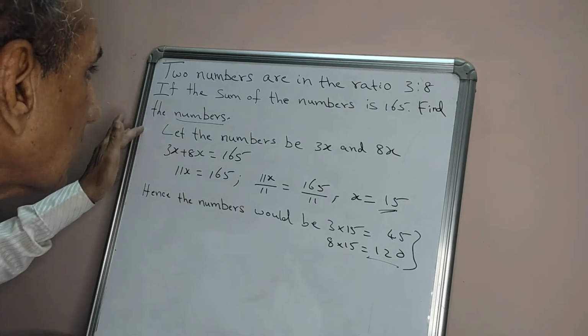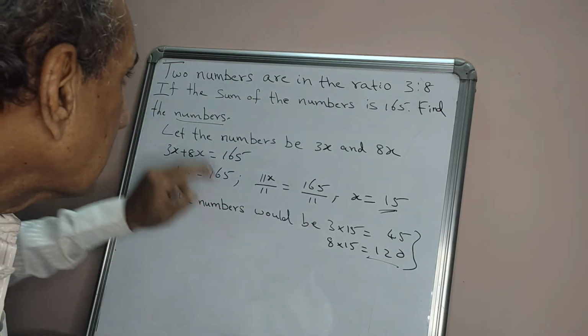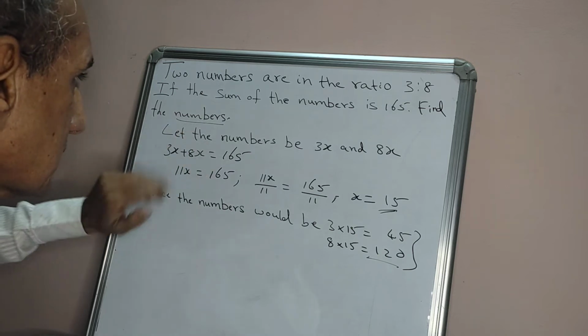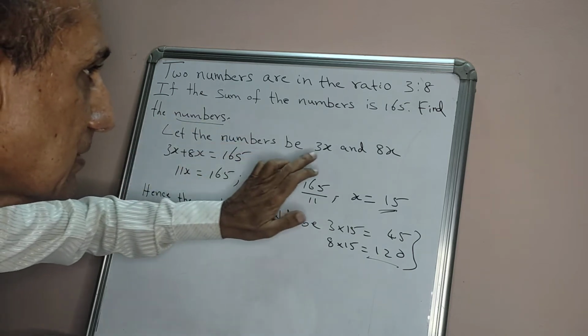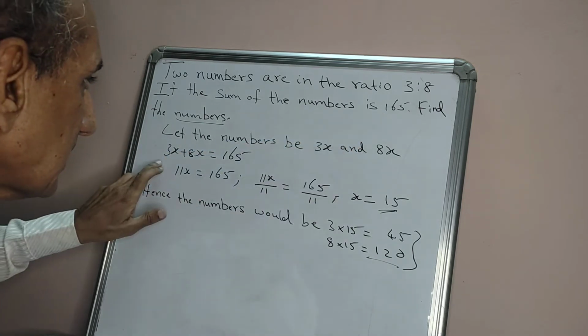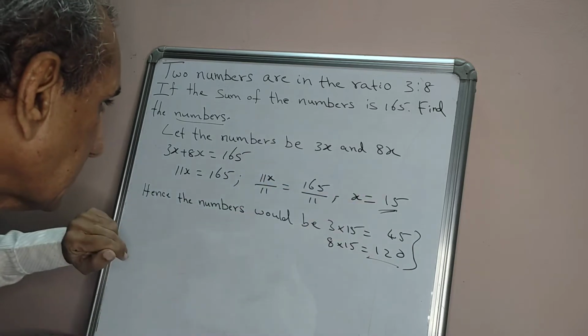The first problem I have already solved for you. This one says two numbers are in the ratio 3:8. If the sum of the numbers is 165, find the numbers. So I am assuming the numbers to be 3x and 8x. The sum is 165, so mathematically 3x plus 8x is equal to 165.